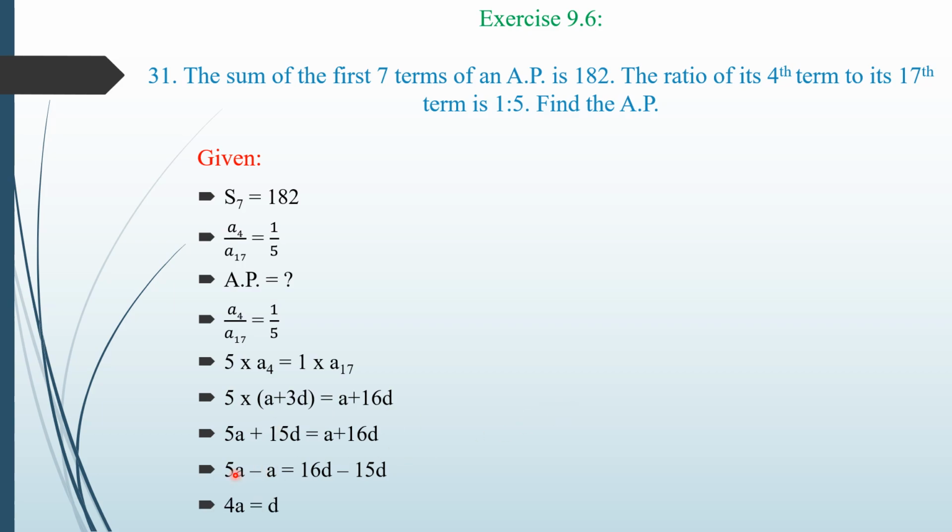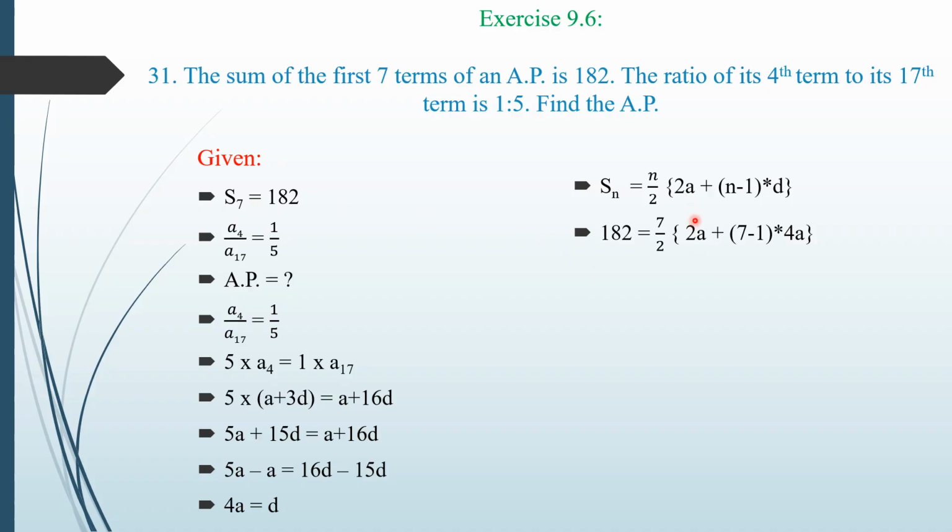Simplifying this further, 5a minus a will give me 4a, and 16d minus 15d is equal to d. Then using this formula, that is Sn equal to n by 2 into 2a plus (n minus 1) into d, I will use this information, that is the sum of the first 7 terms of this AP, that is 182, and I'll substitute this information in this formula. When I do that, Sn is equal to 182. In place of n, I'll substitute 7 because this is the sum of the first 7 terms of the AP.